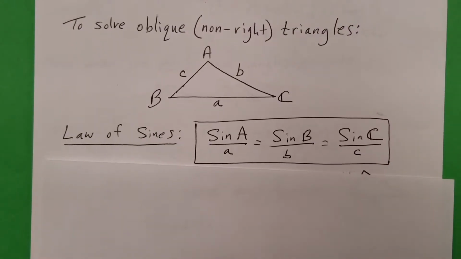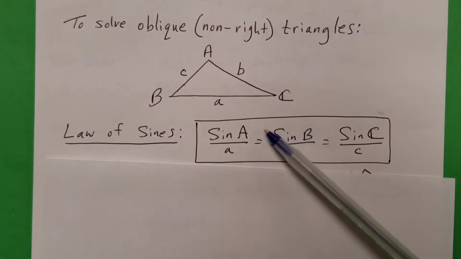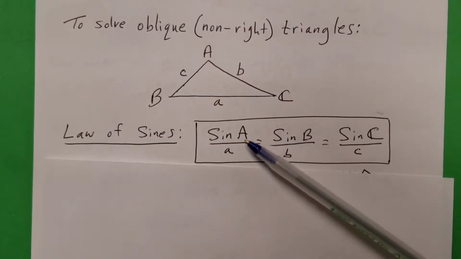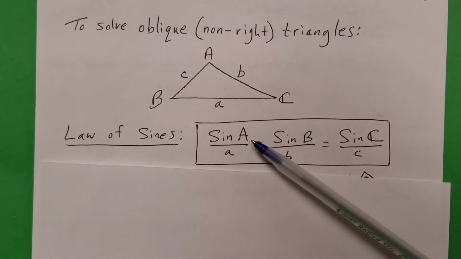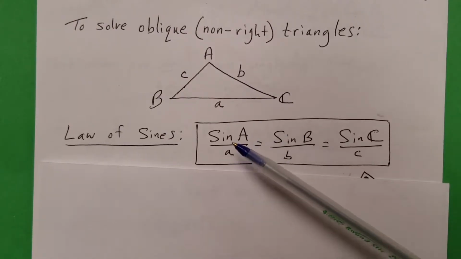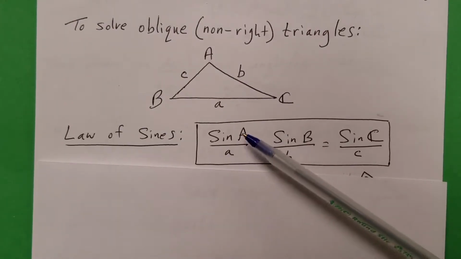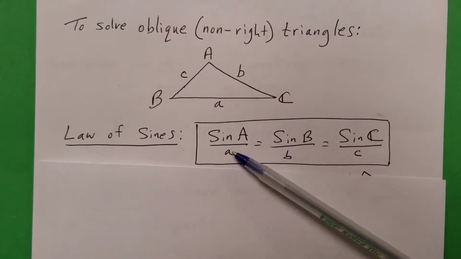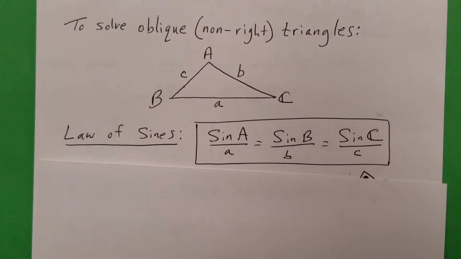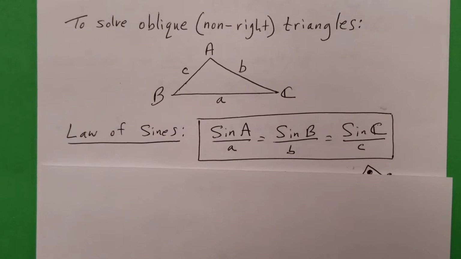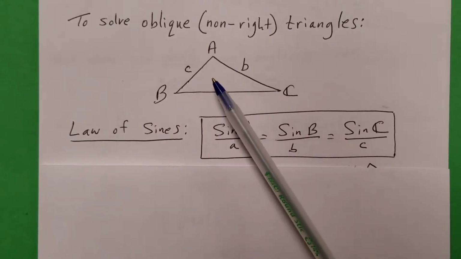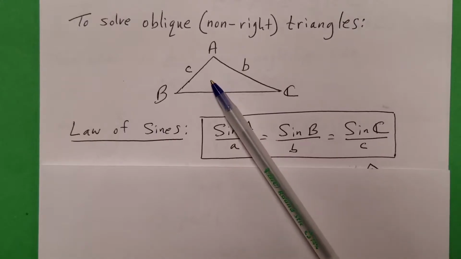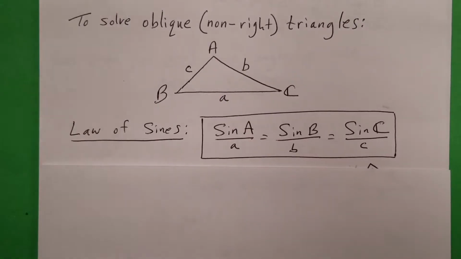Now, keep in mind, it's very easy to remember this one because the letters match. Remember what we said before: big A, little a means that they are opposite each other. This angle is opposite this side. So let's see this in action. We are going to solve triangles that are not right triangles. So here is the first example.